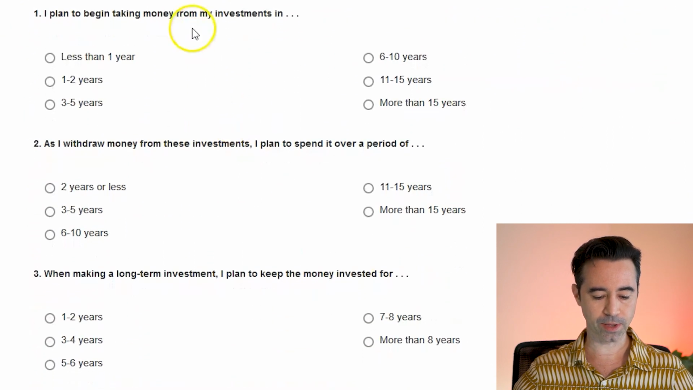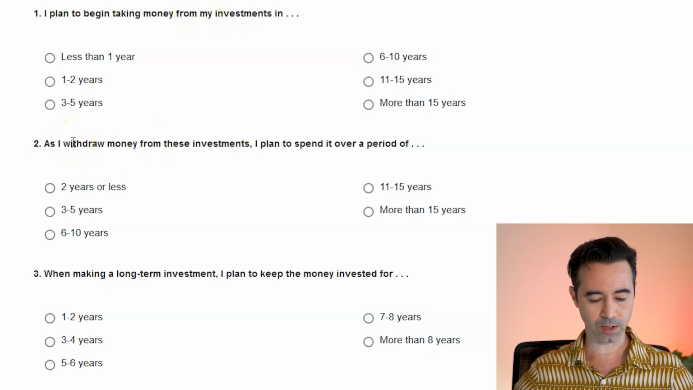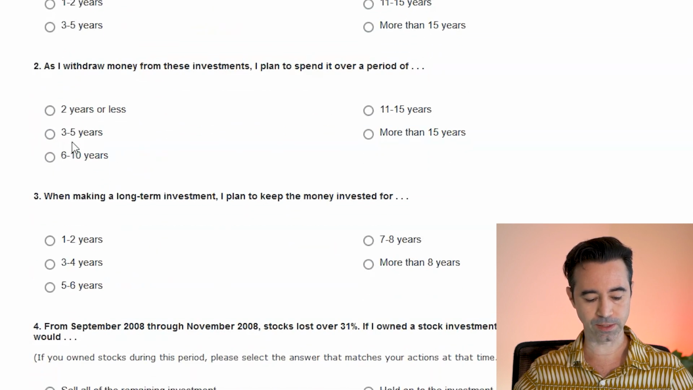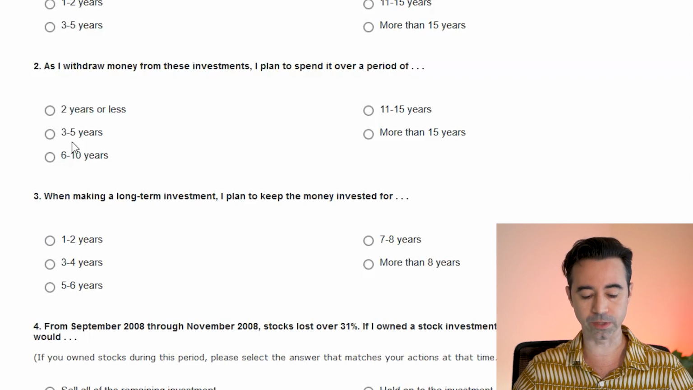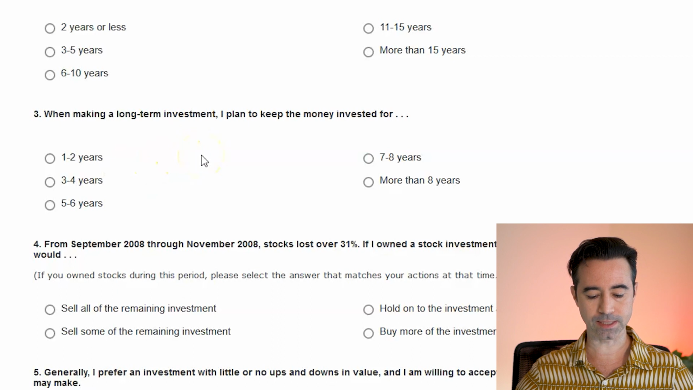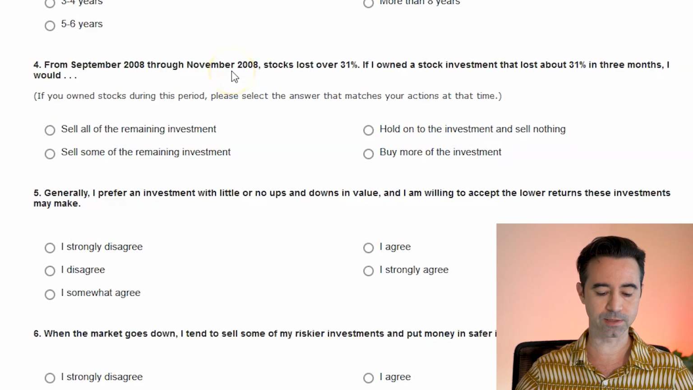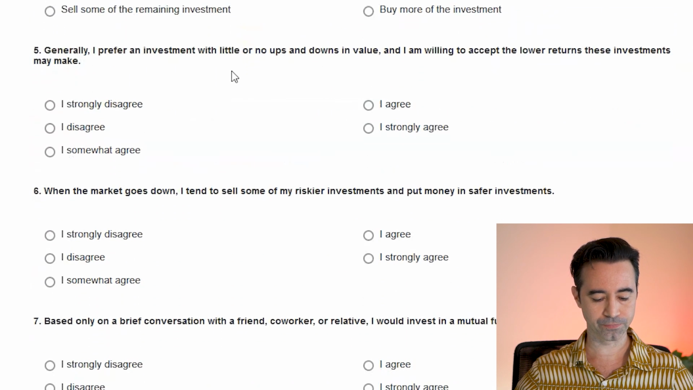I plan to begin making money from my investments in blank. As I withdraw money from these investments, I plan to spend it over what period of time. When making a long-term investment, I plan to keep the money invested for how long? From September through, okay, this is just about risk tolerance. What would you do if the market lost a lot of money?